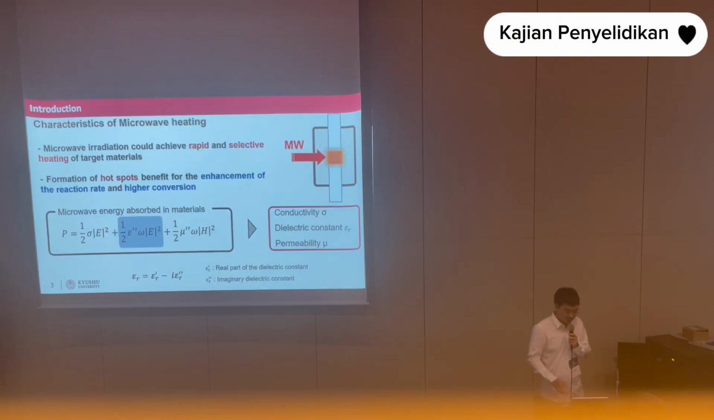So in this case, microwave can achieve very different benefits in reaction, such as selectivity. We have high selectivity, just heating the materials we want, and the hot spots can increase temperature very sharply. The hot spots can enhance the reaction rate and also make the reaction reach a higher conversion rate.